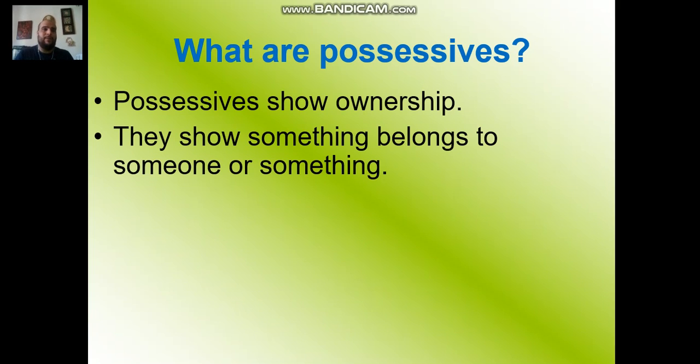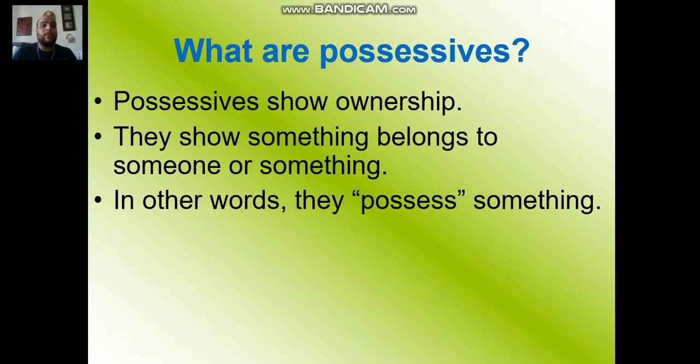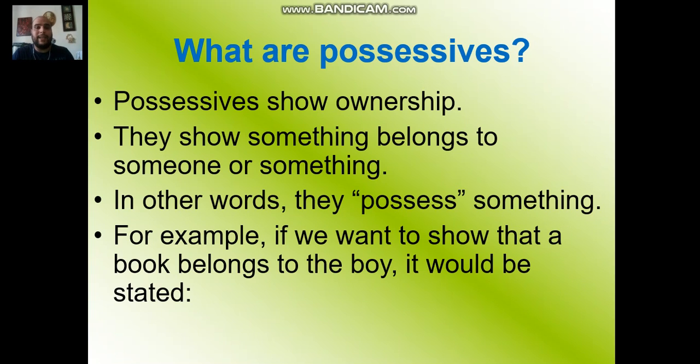For example, the car wheels. The wheels belong to the car. In other words, they possess something. They own something. That thing belongs to them. For example, if we want to show that a book belongs to the boy, it would be stated, stop the video, do it, then go back. I'm sure that you have done it. It's going to be the boy's book.